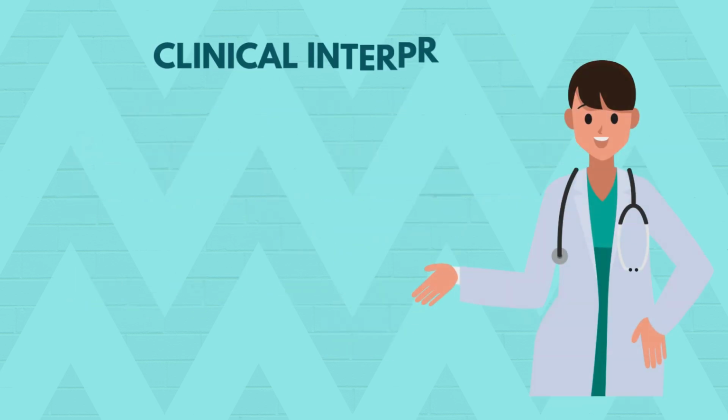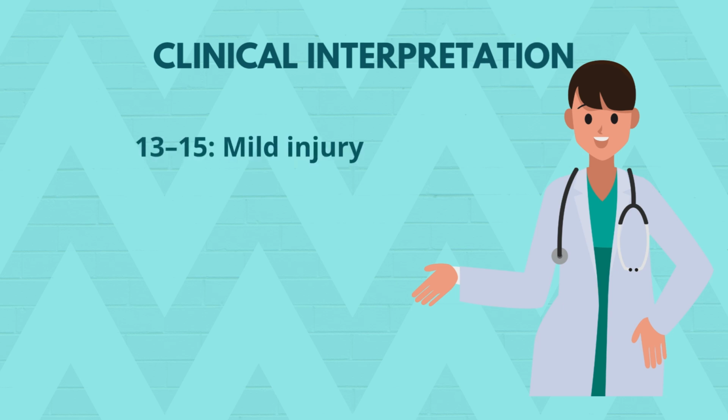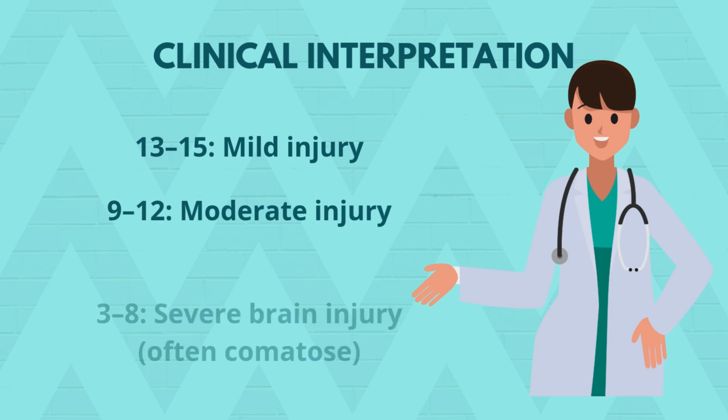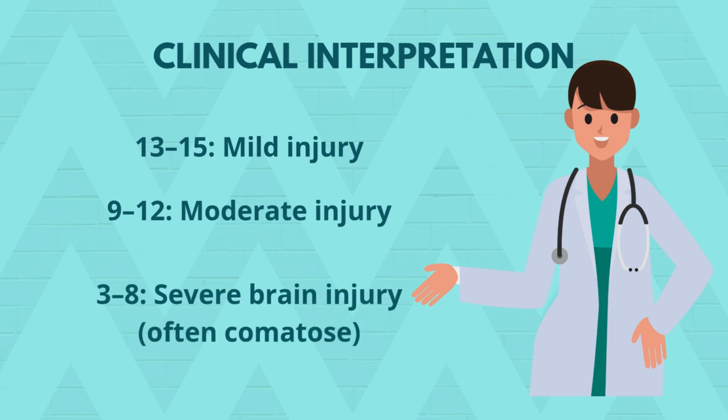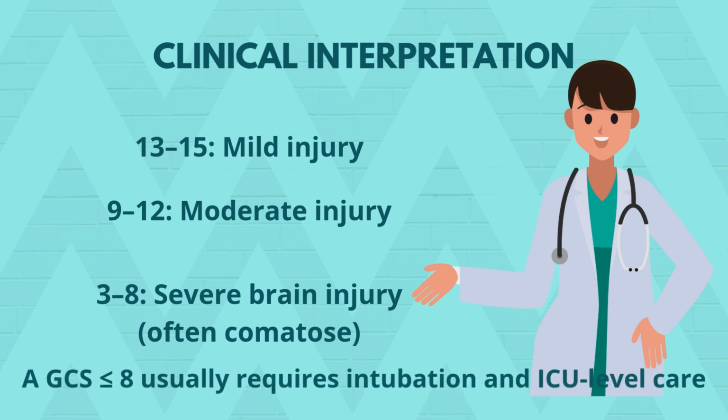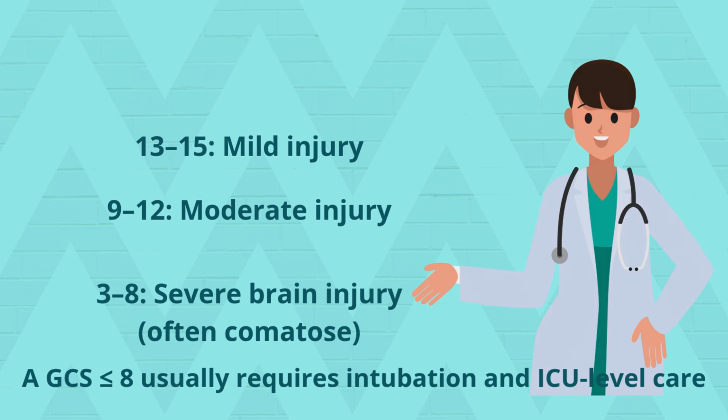Of course, there's a clinical interpretation of these points. 13 to 15 points is a mild injury. 9 to 12 points is a moderate injury. 3 to 8 points is a severe brain injury, and the patients are often comatose. A Glasgow Coma Scale below 8 usually requires intubation and ICU level care.